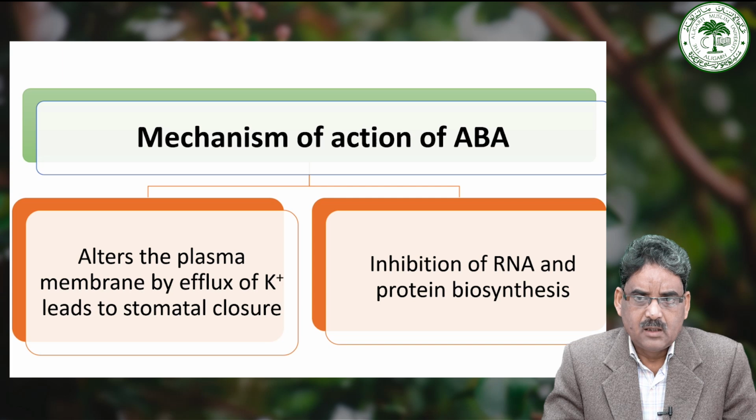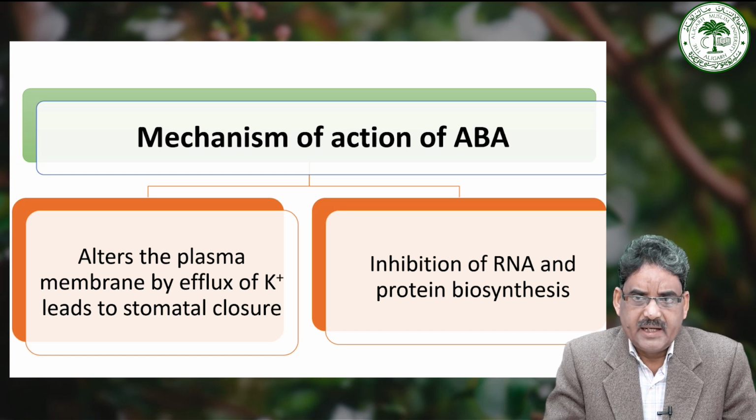The second mechanism shown by ABA is control over cellular processes by inhibiting both RNA and protein synthesis. This involves the suppression of alpha amylase activity and the selective limitation of specific protein synthesis.